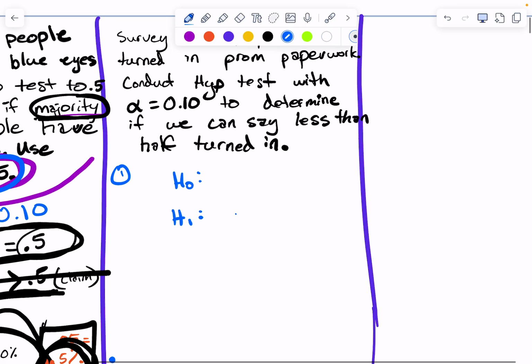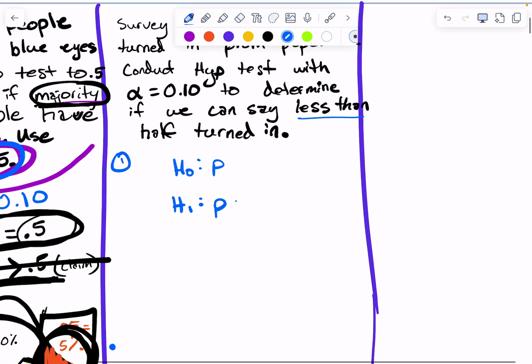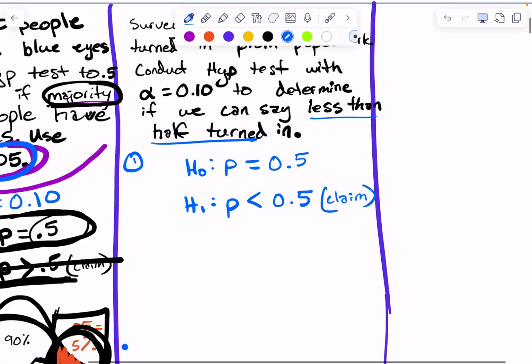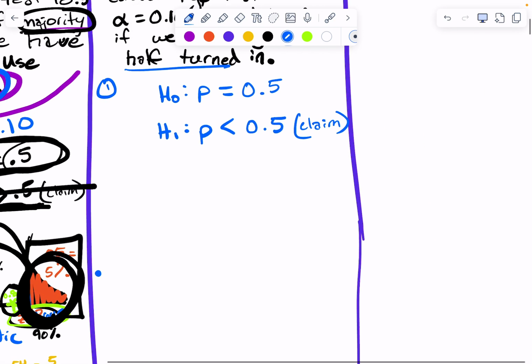Okay. We're still talking about P, where we're talking about less than half. So P is less than 0.5. Where does the less than 0.5 go? H1, right? Because the top one is always equal to. We are claiming less than half though, so we are claiming the bottom one. So similar to the first one, our claim is still the bottom one, all right?